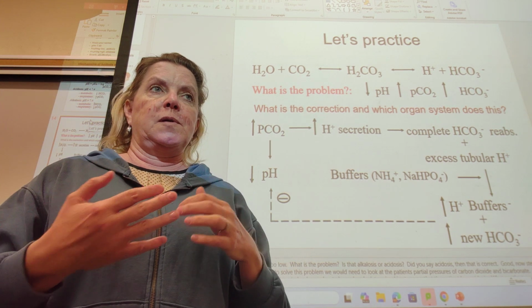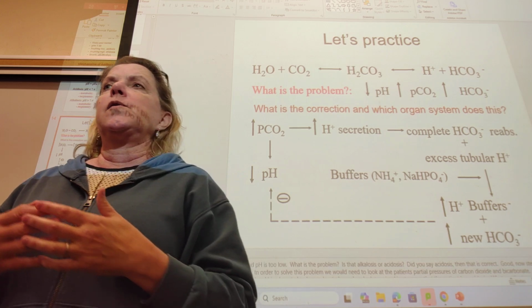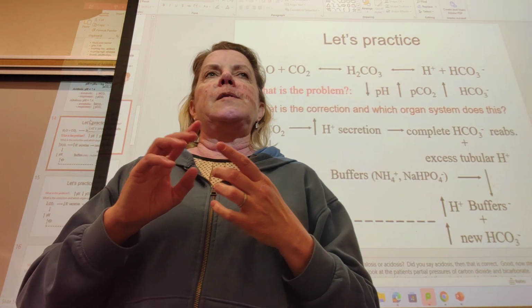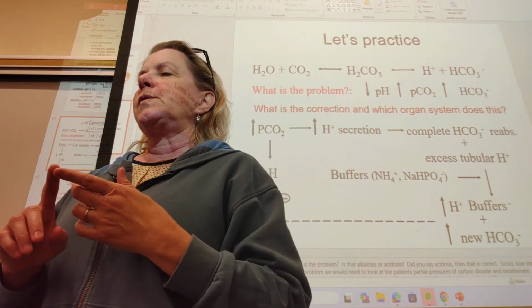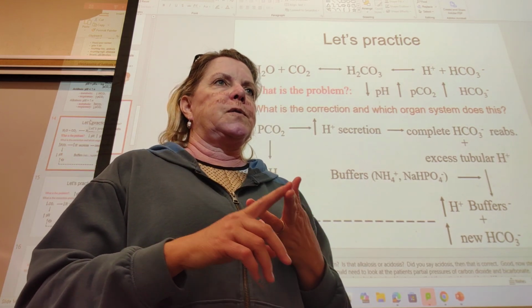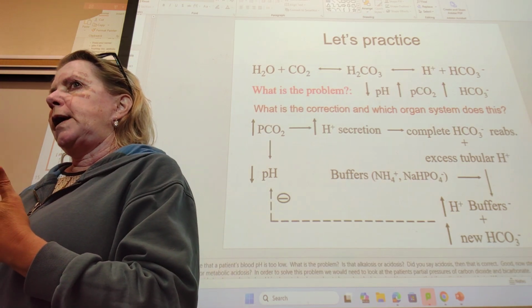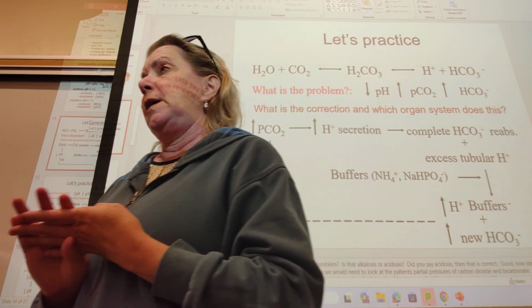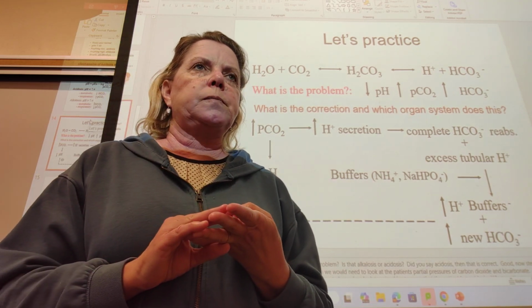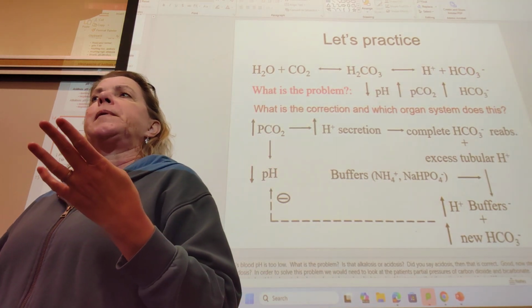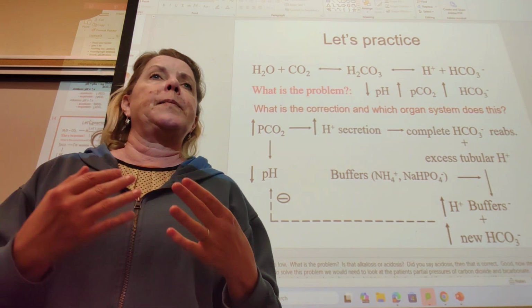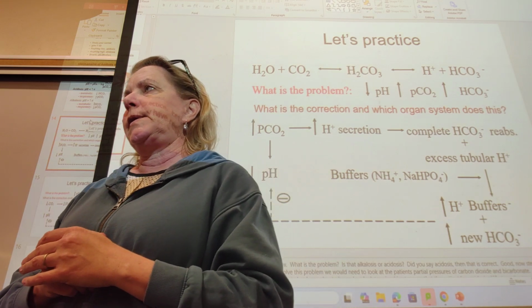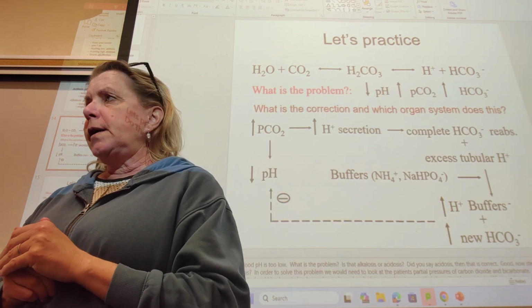Try on your own before we move forward. 4 slides, try and identify, is it metabolic acidosis, metabolic alkalosis, respiratory acidosis, respiratory alkalosis. There's one of each. That's why it's 4 slides. And just tell me which organ system could compensate, could help to correct the problem. Then we'll go into details. Ready, set, go.